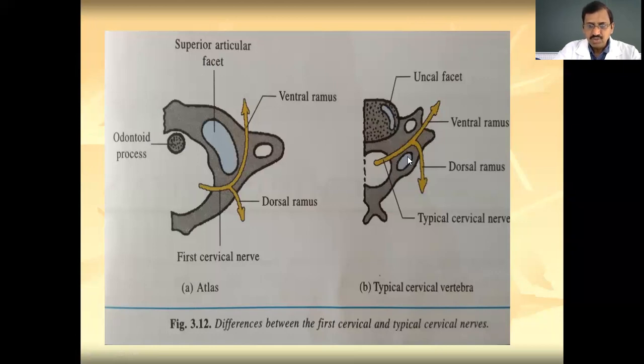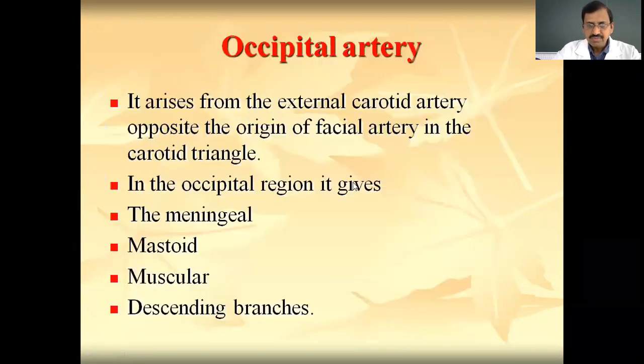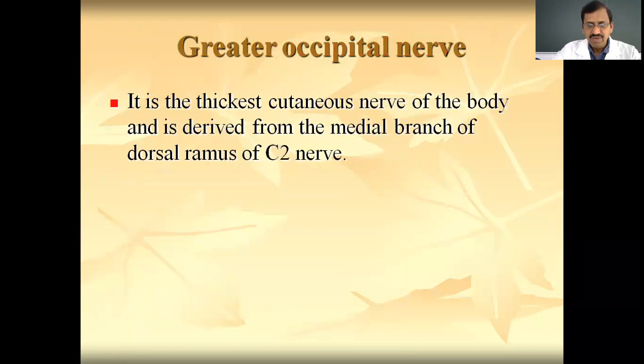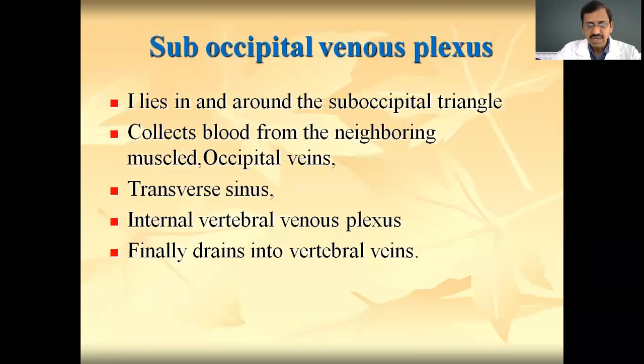But because the superior articular facet is merged with the uncinate facet in the first and second cervical vertebrae, for this reason the first and second cervical nerves pass behind the superior articular facet. Okay, and over this superior articular facet, this area is also related with the third part of the vertebral artery.